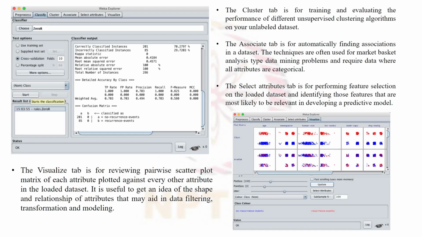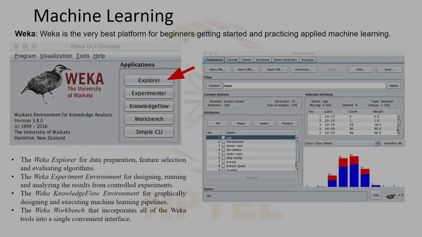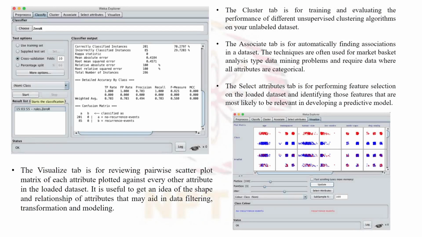So now we'll start with the classify tab. In the pre-process tab, you load your data, then you move on to the classify tab. In the classify tab, the first option you see is a classifier. Here you can select from the several algorithms which are available.